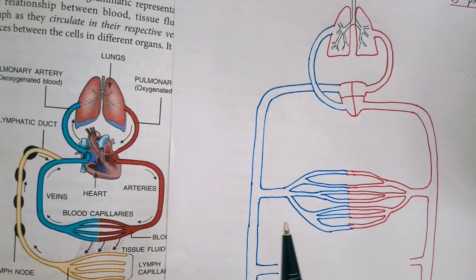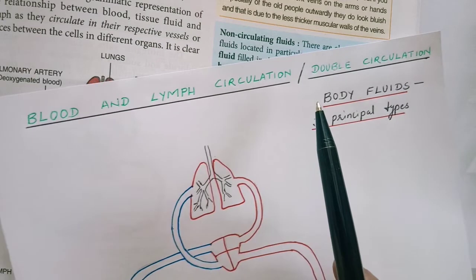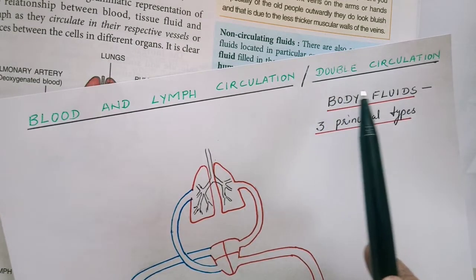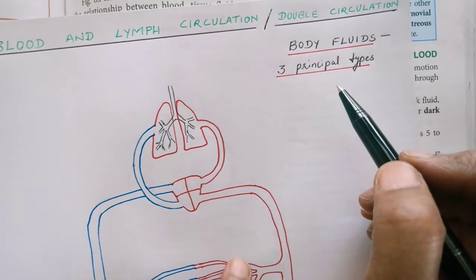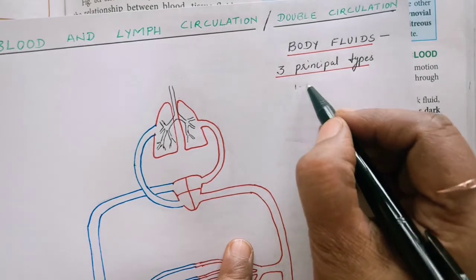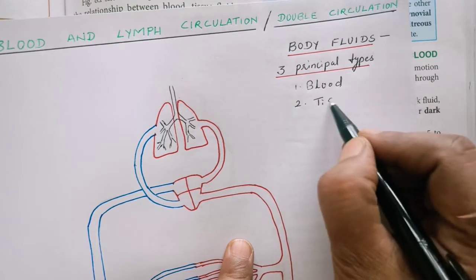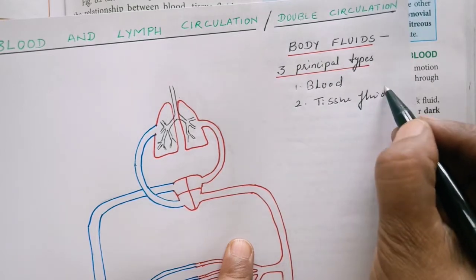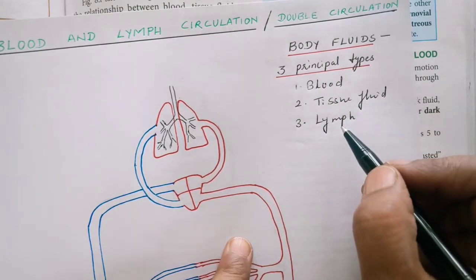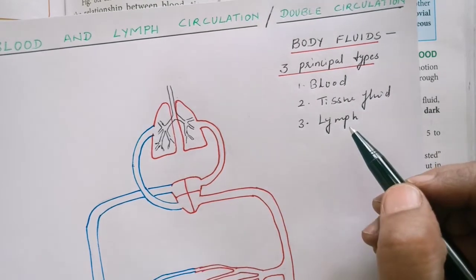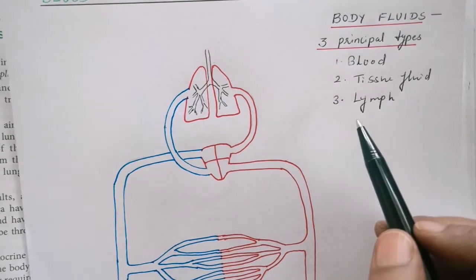In today's class, we will be learning about blood and lymph circulation taking place in the human body, and we will also try to understand what is the meaning of double circulation. Inside our bodies, there are three principal types of fluids which show circulation. The first one is the blood. The second type is known as tissue fluid, and the third type is known as the lymph. These three fluids are in constant circulation within our body, and they also help in transporting different materials to various parts of our body.